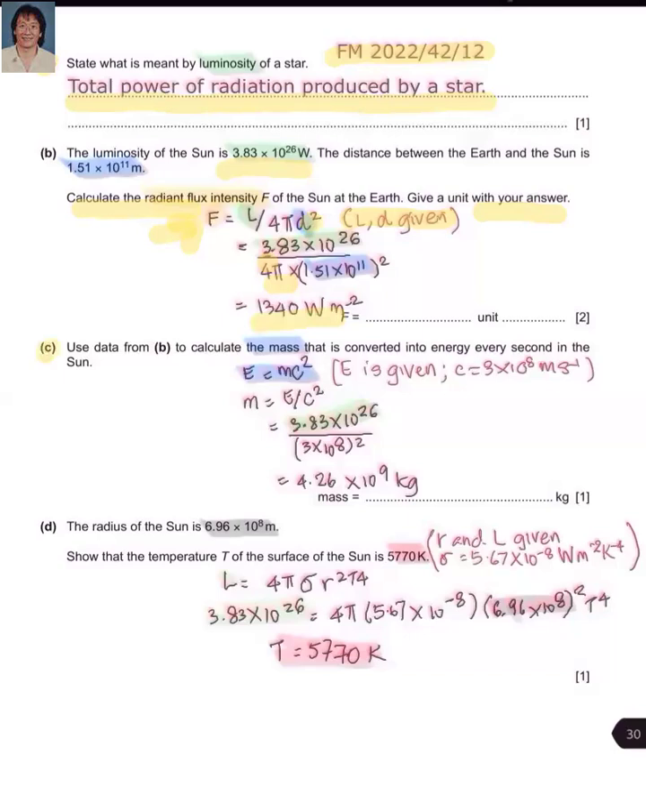Then in part C, use the data from B to calculate the mass that's converted into energy every second in the sun. To do this question, you must use E equals mc squared, where m is the mass defect and E is the energy that's produced. You must know how the sun produces energy. The sun produces energy by nuclear fusion, where it changes mass into energy.